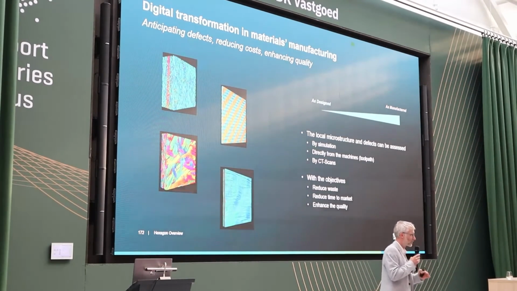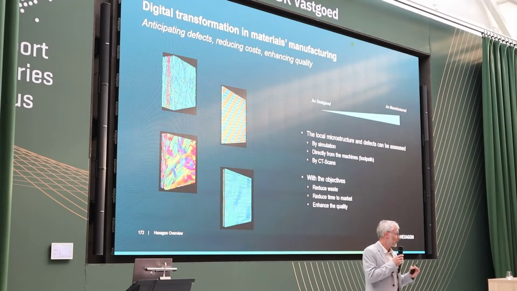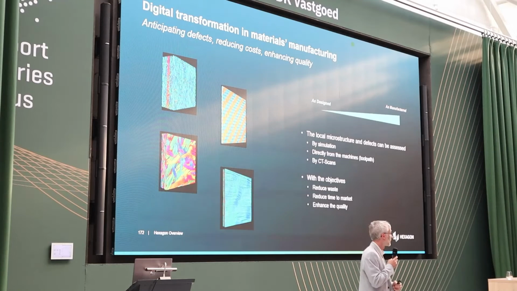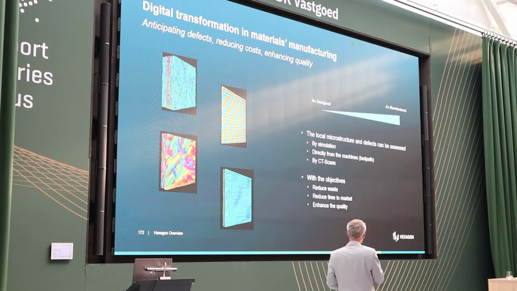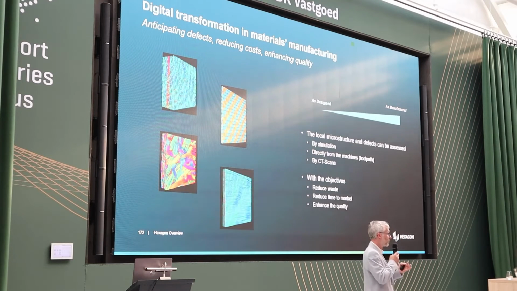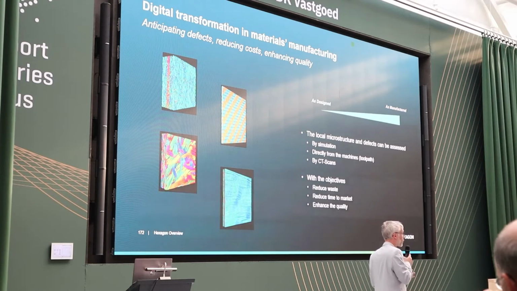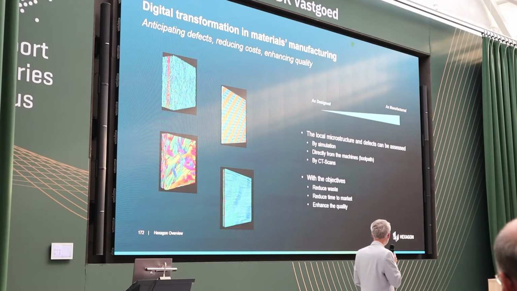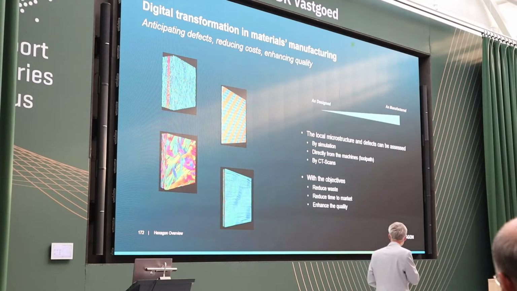And there, being part of Hexagon Manufacturing Intelligence gives us the opportunity to have connections with Volume Graphics that will allow us to post-process the CT scan and take information from the CT scan inside the simulations. The objective is to reduce waste, because by better understanding which type of defect could be generated by your manufacturing process, you are going to study your manufacturing process more proactively, and so you are going to have to do less trial and error to produce your final part.